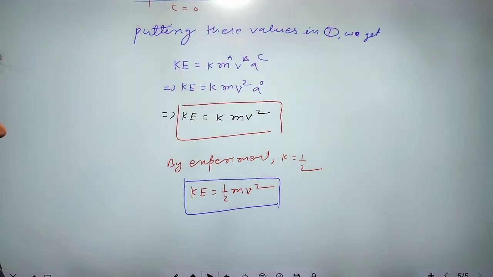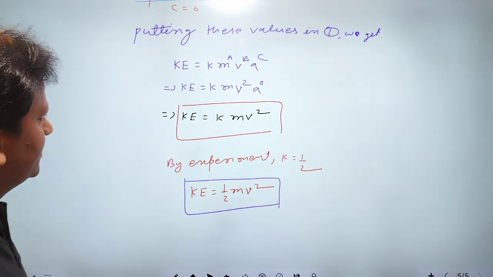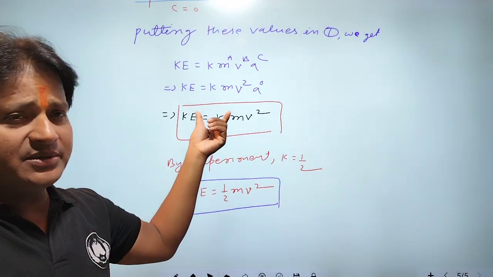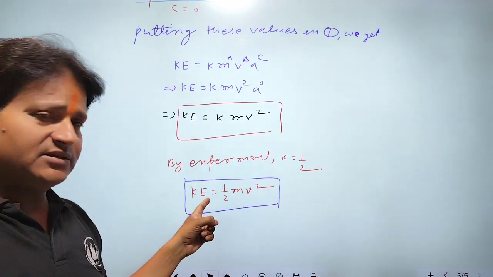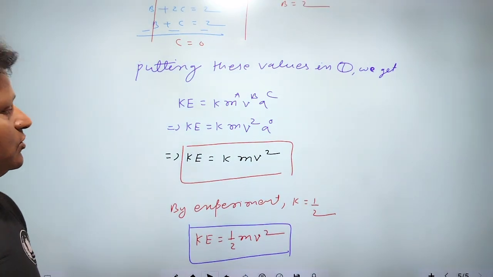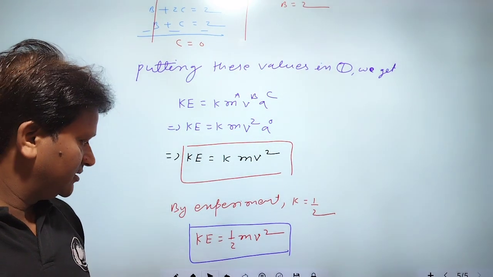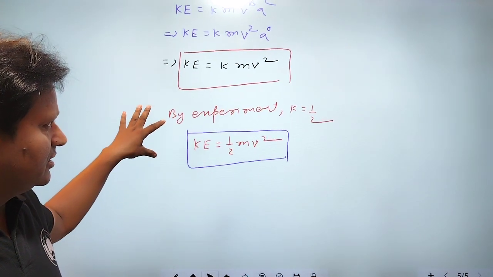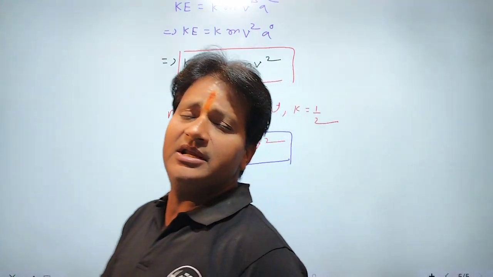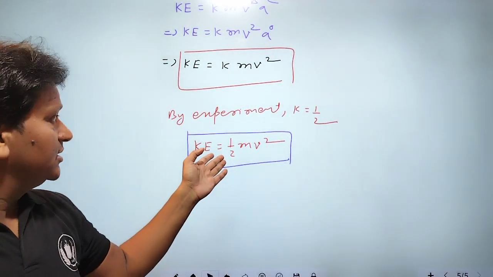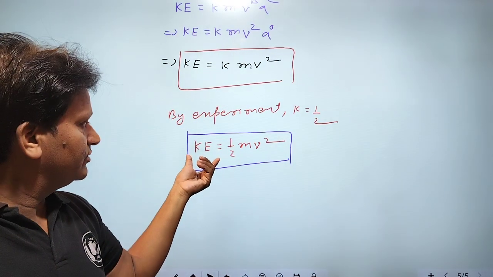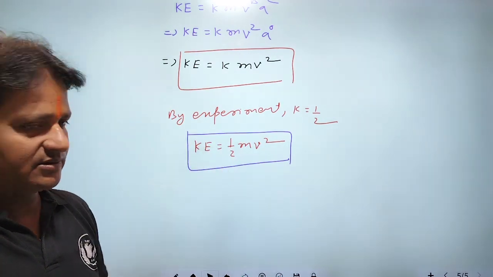In the question, this will be given in the option, not this. Therefore, we can solve up to this. If you know the value of K by experiment, then you can put it in the formula, and this will be equal to half mv square.